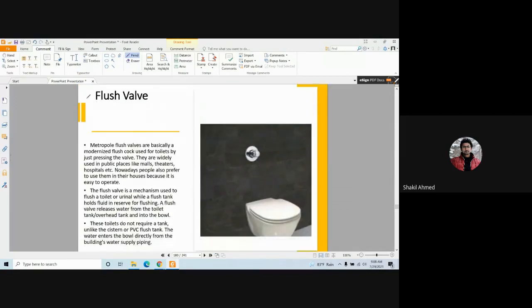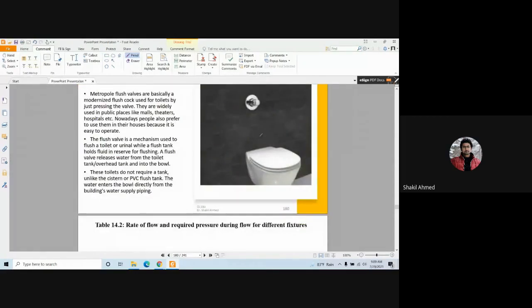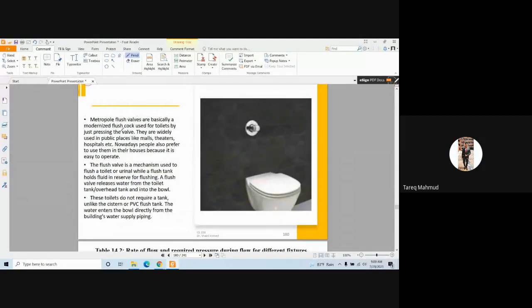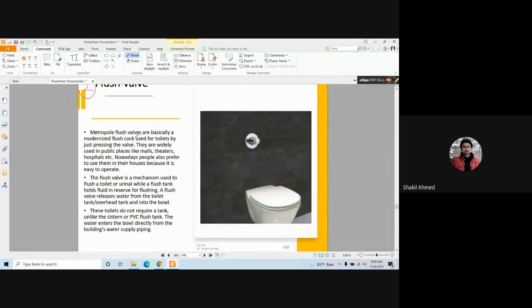Now the second type is the flush valve. Do you see any tank here, guys? Do you see any tank here like this one? No, sir. So this is flush valve. What happens here? These flush valves are basically a modernized flush cock used for toilets by just pressing the valve. They are widely used in public places like malls, okay?